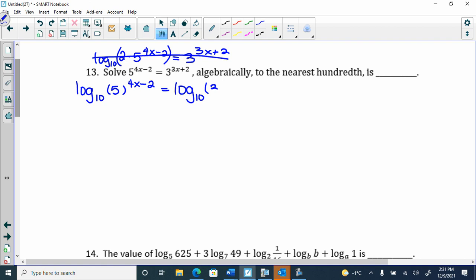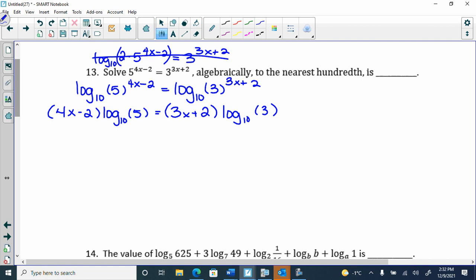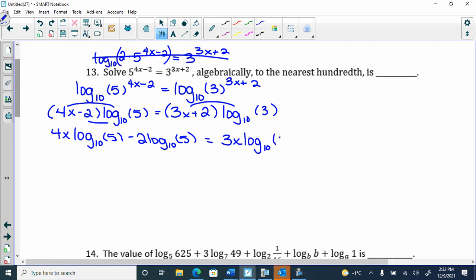So log base 10 of 3 to the 3x plus 2. We're going to get 4x minus 2, log base 10 of 5, equals 3x plus 2, log base 10 of 3. And then I distribute. So I get 4x log base 10 of 5 minus 2 log base 10 of 5 equals 3x log base 10 of 3 plus 2 log base 10 of 3. X is on left, numbers on right. You could put x's on right, numbers on left. It doesn't matter. I just like consistency.